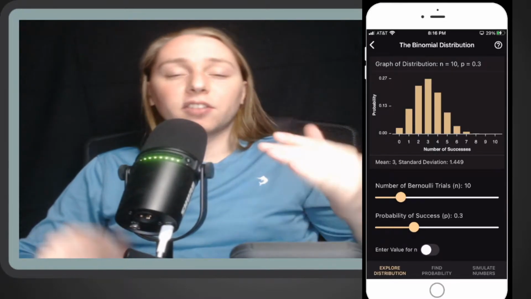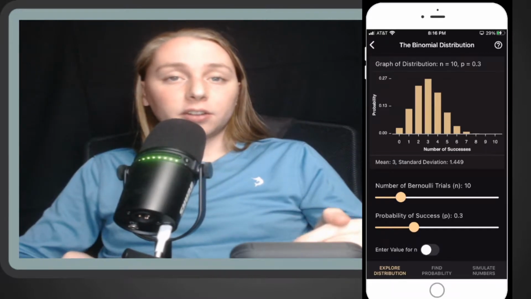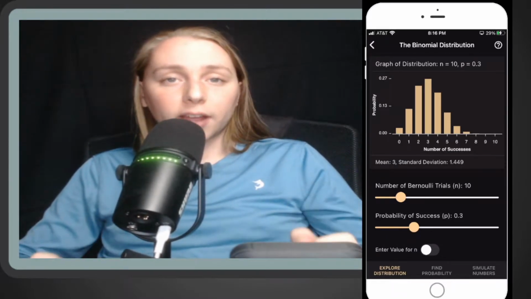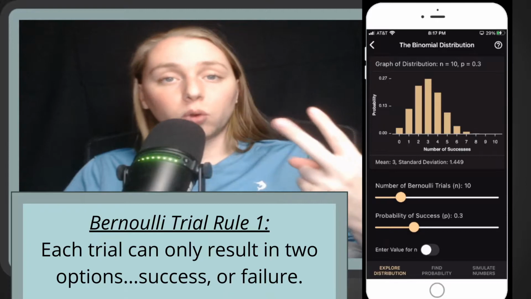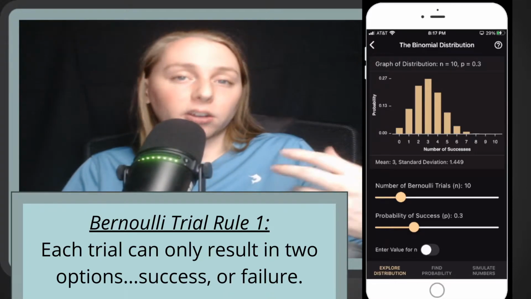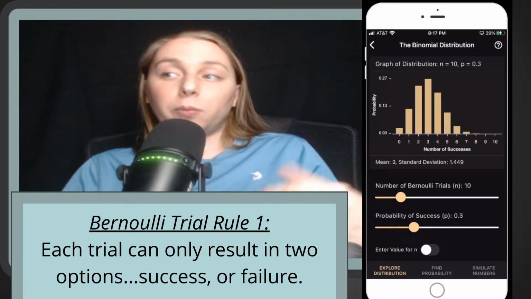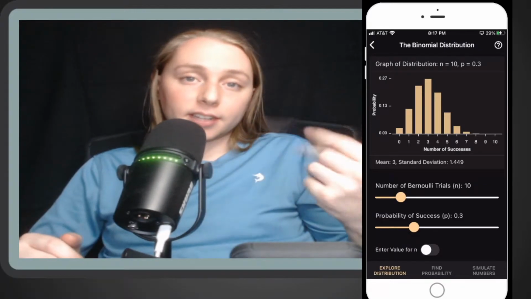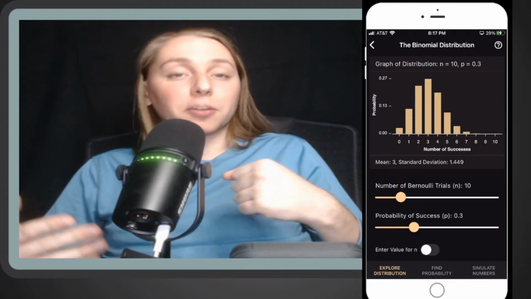Bernoulli trials have 3 key features, and the very first one is that each trial can only result in 2 outcomes. When I mentioned coin flips, that means heads or tails being the 2 options. And one of them is usually in statistics defined as success, with the other being failure.